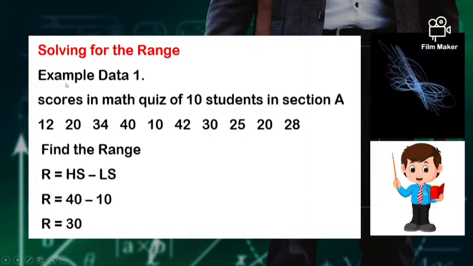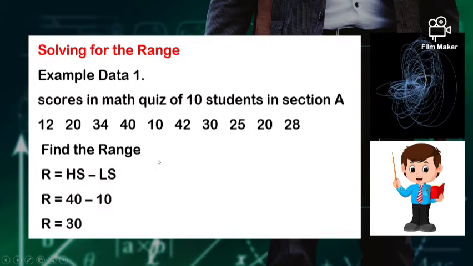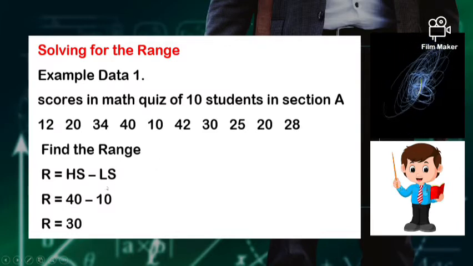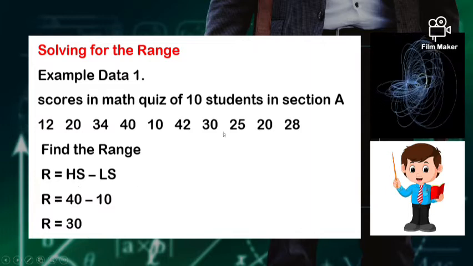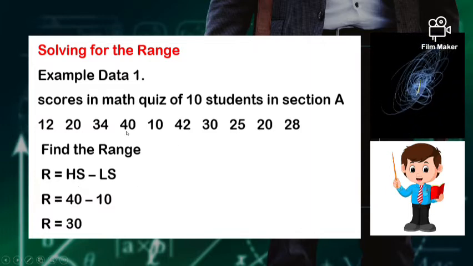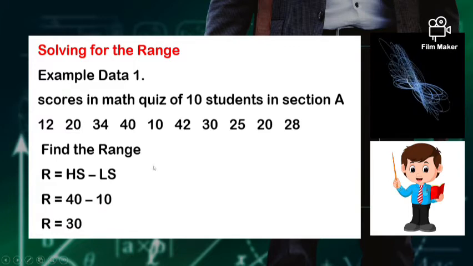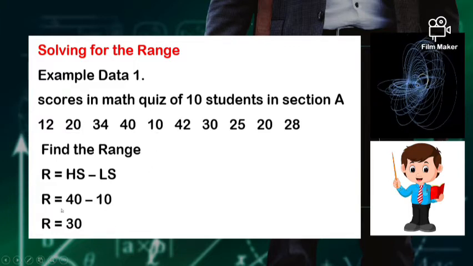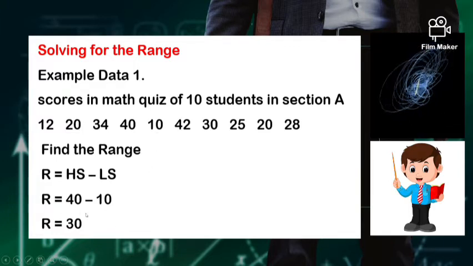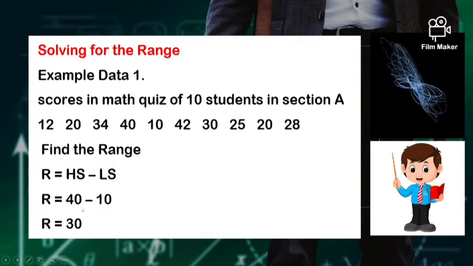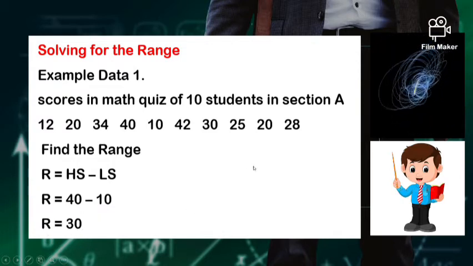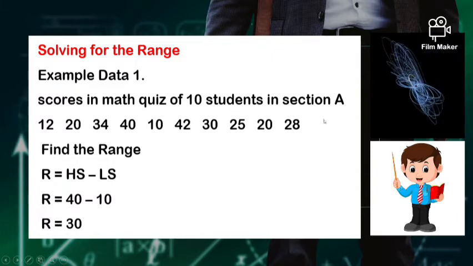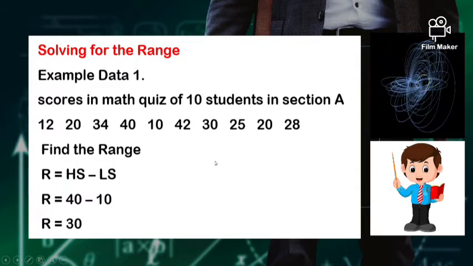Finding the range is simply subtracting the lowest score from the highest score. Your highest score here is 40 and your lowest score is 10. So you get your range by subtracting 10 from 40, and your range is 30. Take note that the range of the scores in section A is 30.